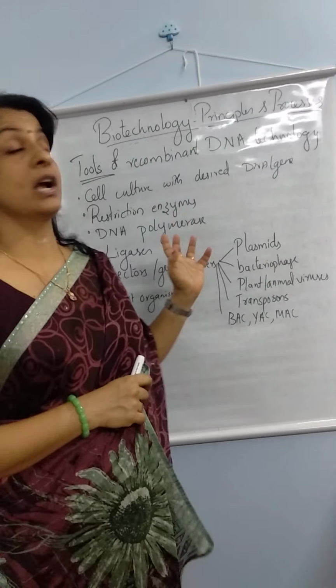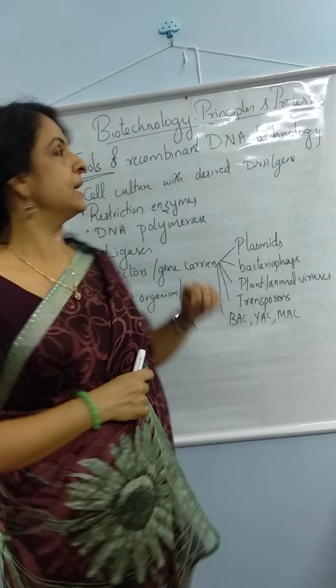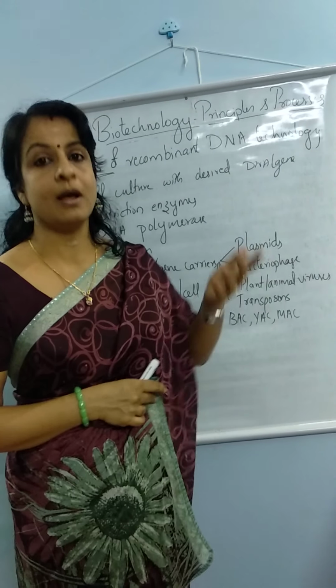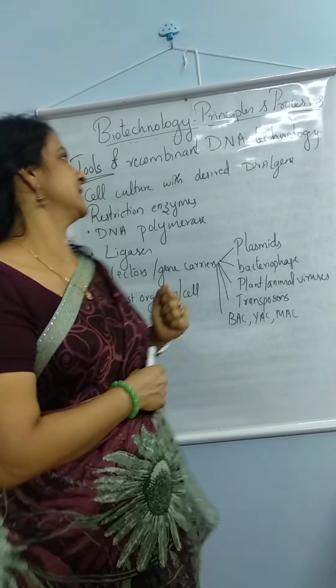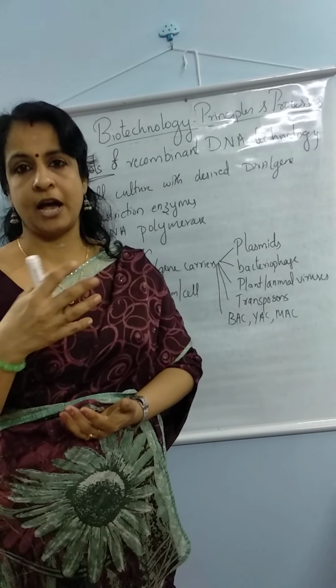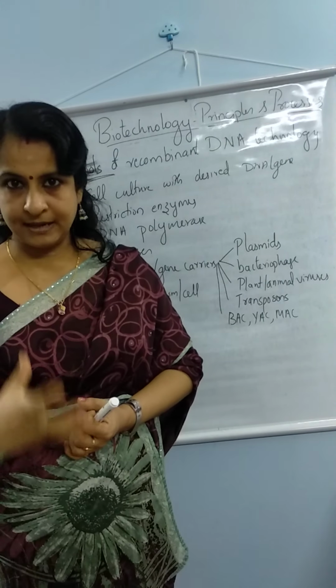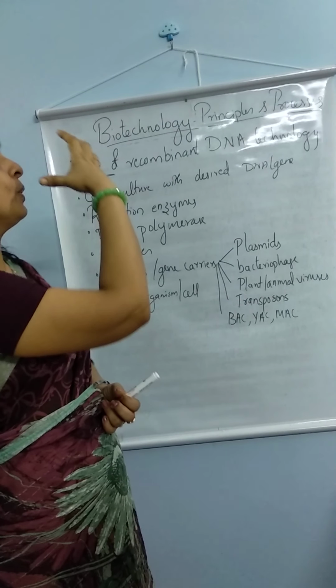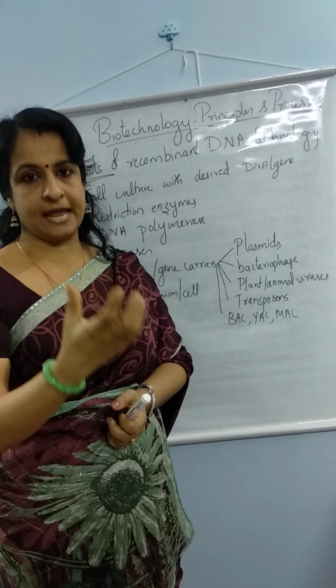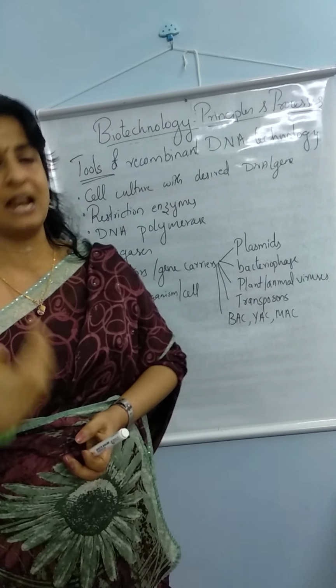Okay, now we are coming to the main part of this chapter, that is tools of rDNA technology or recombinant DNA technology. So these are the main tools used. Means, to make something, there are certain things required for it. Similarly, these are the things required to make an rDNA and finally deliver it into an organism.